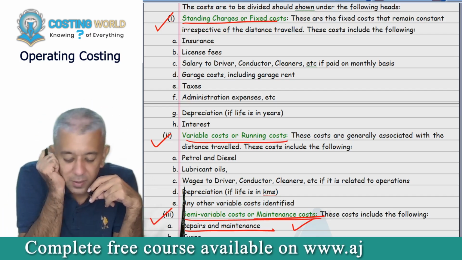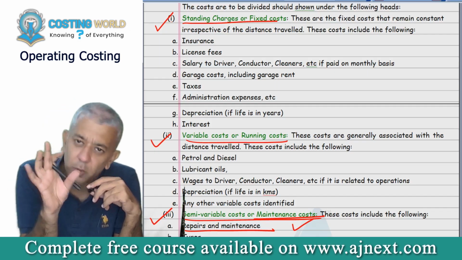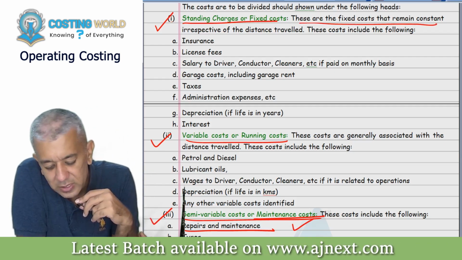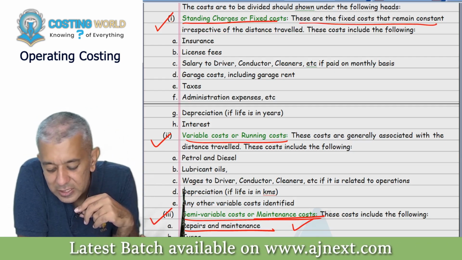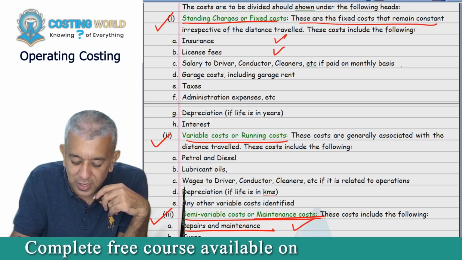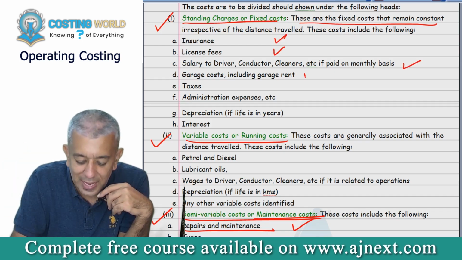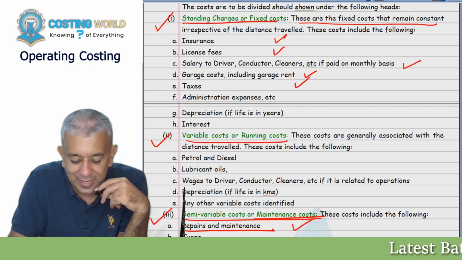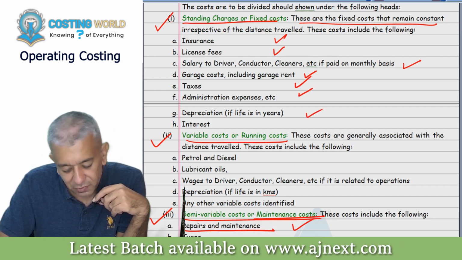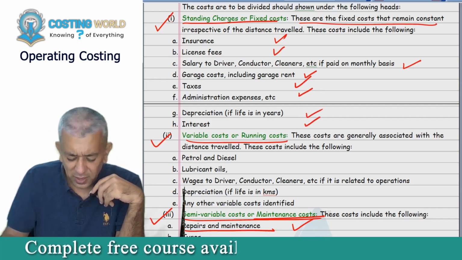But what I am doing now, because that will be useful to me in the next question, I'm just reading this particular note. It's printed in your book, but just pay attention. These are fixed costs that remain constant irrespective of distance travelled. These include the following: insurance, license fee, salary of the conductor, cleaner, etc. if paid on a monthly basis, garage cost including garage rent, taxes, administrative expenses, depreciation if life is in years, and then interest. I think we all have done that only till now.